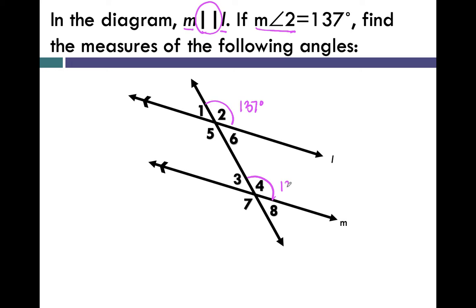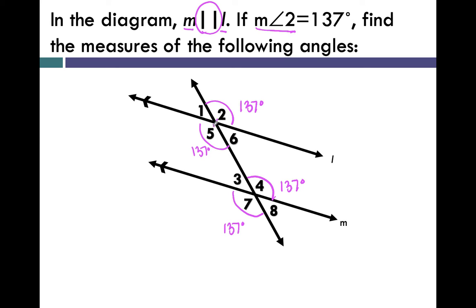We know angle 4 is 137 because 2 and 4 are corresponding. We know 7 is also 137 because 2 and 7 are alternate exterior angles. And then therefore we also know that 5 is 137, and you can explain this in several different ways. 5 and 7 are corresponding, so therefore they are congruent. 5 and 4 are alternate interior angles and therefore congruent.